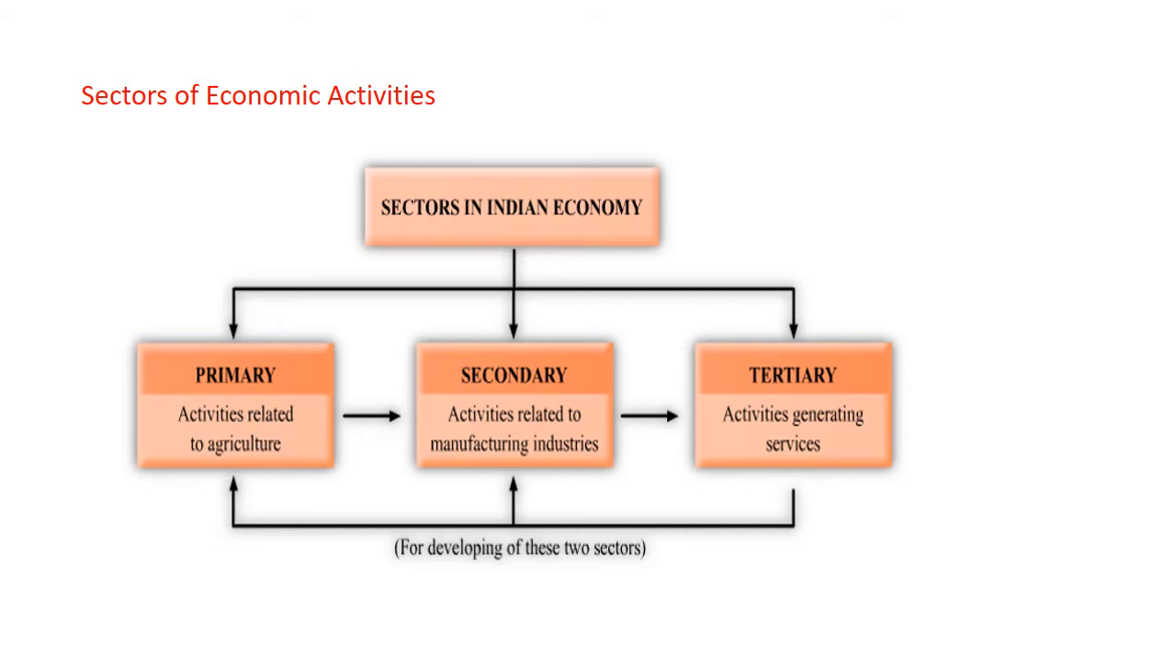Now the next one is sectors of economic activities. In the Indian economy we have three sectors. The first is the primary sector, the second is the secondary sector, and the third is the tertiary sector. The primary sector deals with agriculture. Secondary means activities related to the manufacturing industry. Tertiary means activities that generate services. So these are the three sectors in the Indian economy: primary, secondary and tertiary.